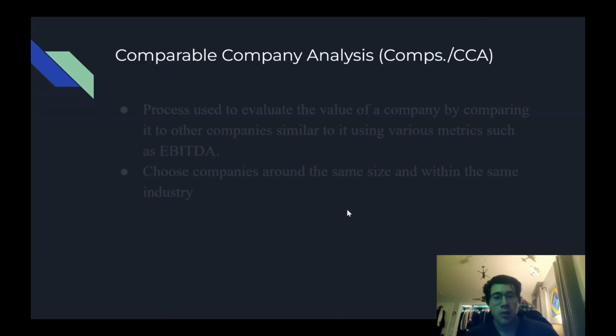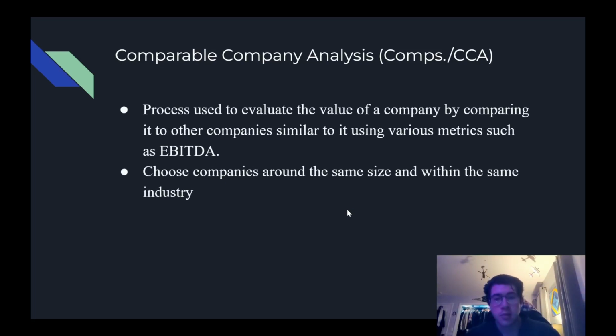So comparable company analysis. What is it? It's a process that's used to evaluate the value of a company by comparing it to other similar companies, such as similar products, similar location, similar size, and you compare it by using multiples like the EBITDA, the PE ratio. You could use the price to book ratio, and the main thing is you have to choose companies within the same size or the same field, or else your comp is not going to be accurate.